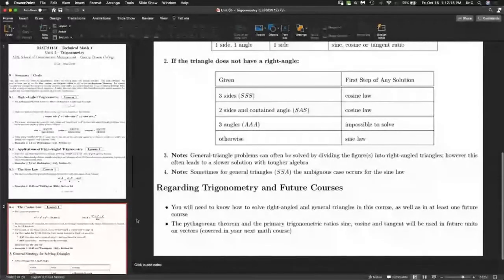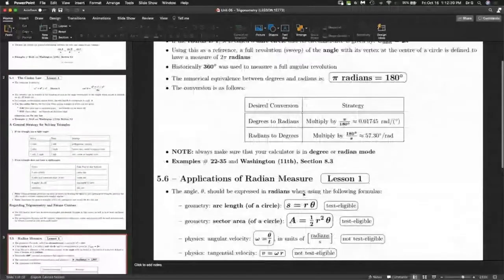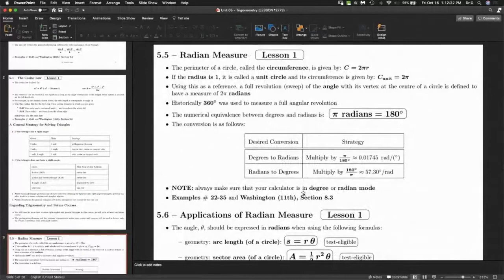Okay, and then after that, there is a couple of more topics here which we're not covering. So I want to emphasize here, just take it in your notes here. Make sure you take this down. 5.5 and 5.6 on radian measure, those are not going to be on your test. These are topics that sometimes I cover and sometimes I don't cover, depending on the time that we have allocated.